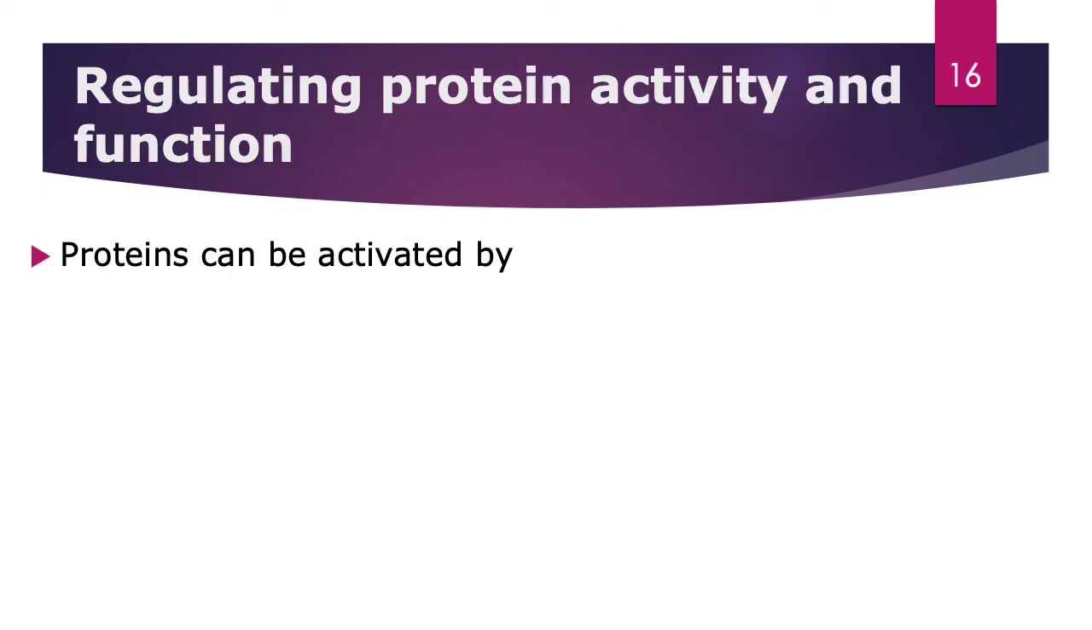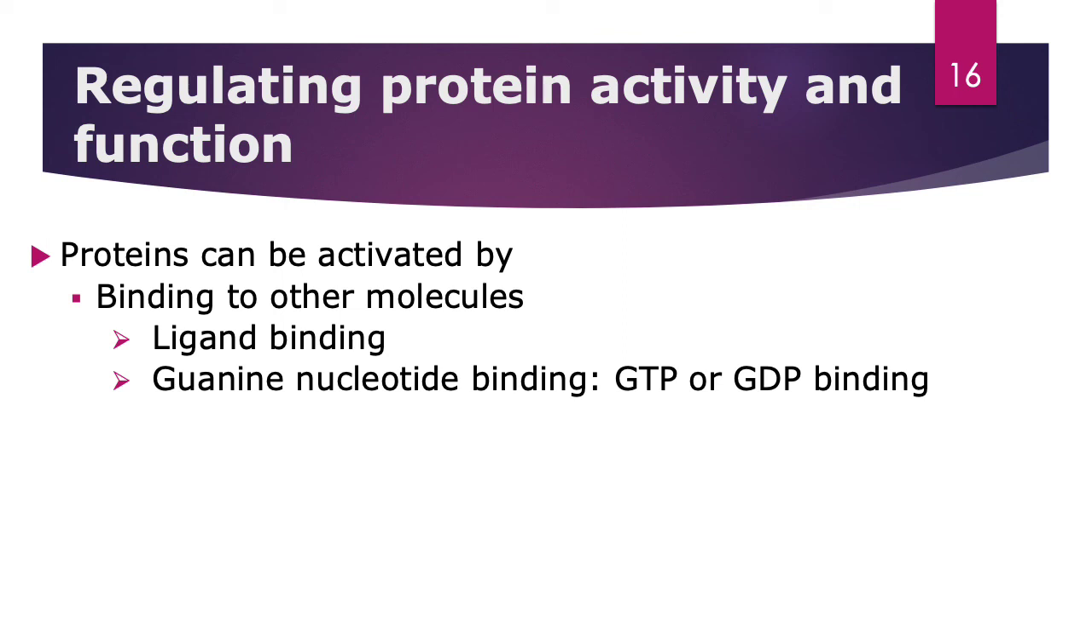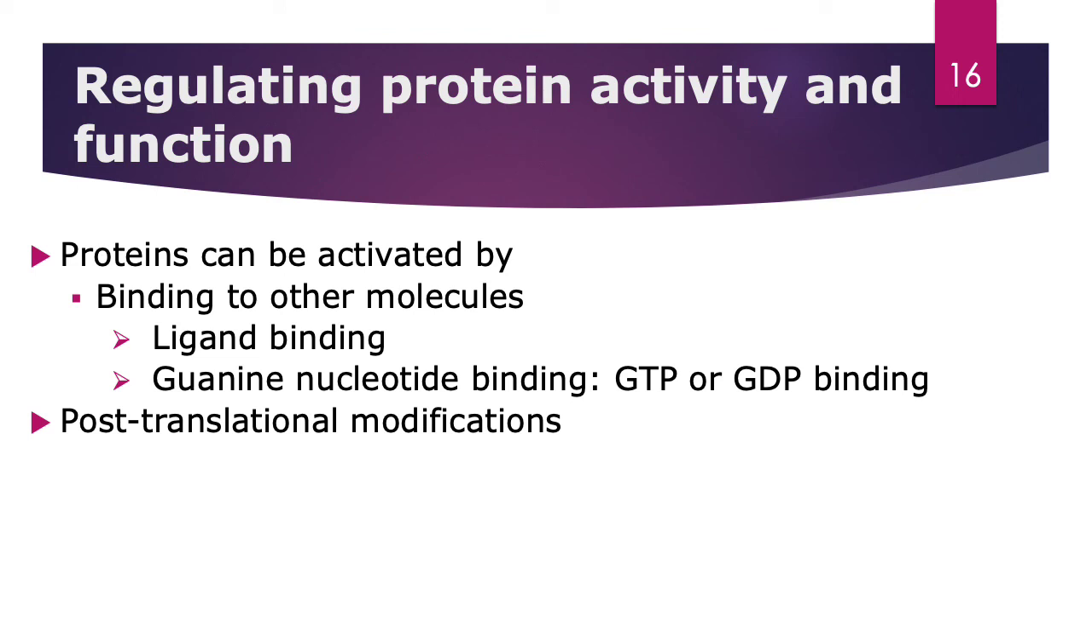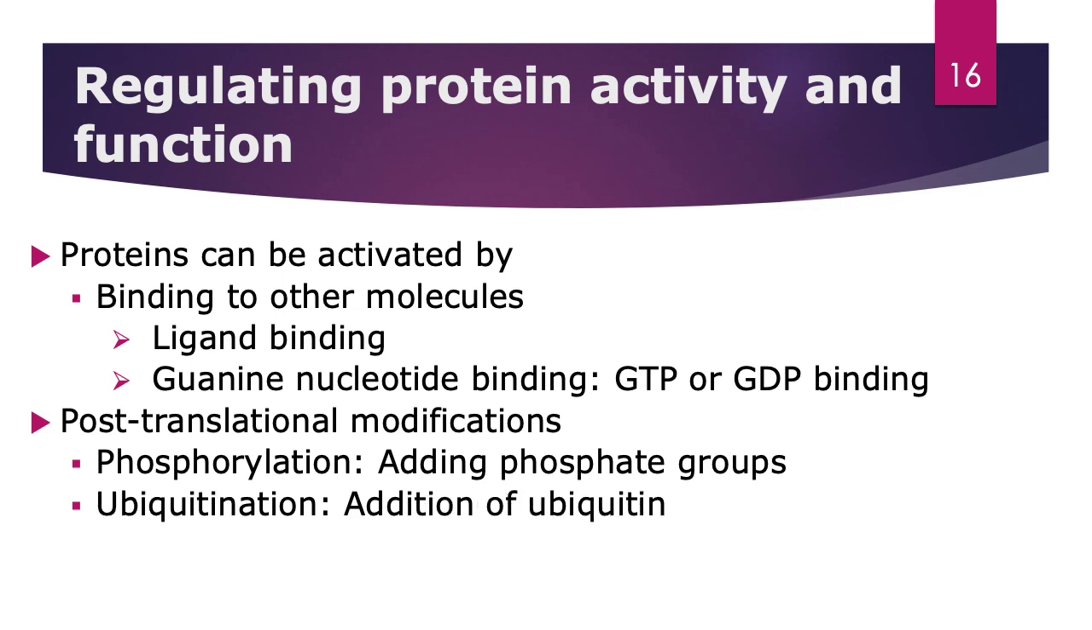Protein function can be regulated in different ways. One way is by the binding to other proteins. For example, we have already looked at how ligand binding is able to activate receptors. Another way that proteins can be activated is through binding to guanine nucleotides like GTP. Proteins can also be activated by post-translational modifications that can act as molecular switches. Phosphorylation is an example of a post-translational modification, which involves the addition of phosphate groups. Ubiquitination is another example where the protein ubiquitin is added.